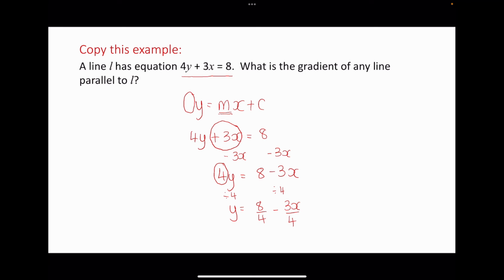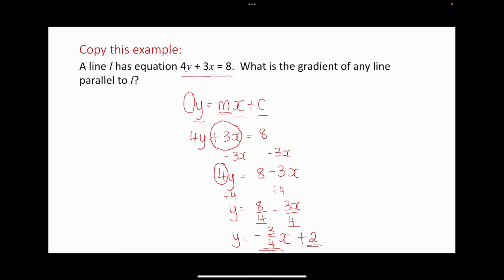Final thing that stands out is that obviously this is in a specific order. We've got our y first, then our x, and then we've got something at the end. So this can be rearranged so that our x is the first thing that we're writing. So instead of having y equals a number followed by our x, we're going to put our negative 3/4 x plus 8 divided by 4 gives us 2. So this is now in the form y equals mx plus c, where our m is negative 3 over 4 and our c is 2.